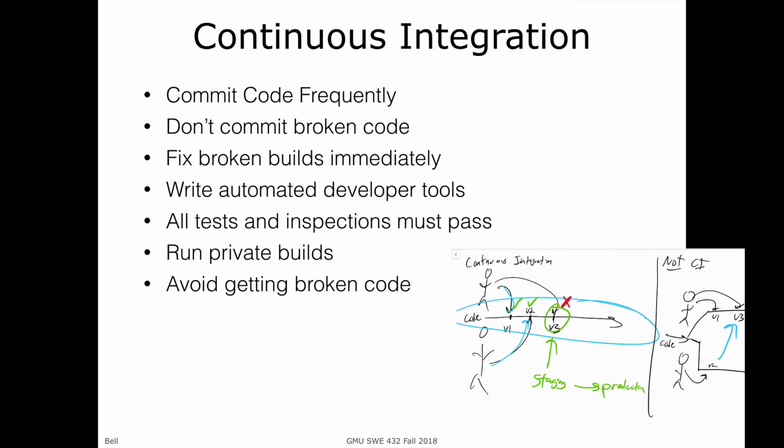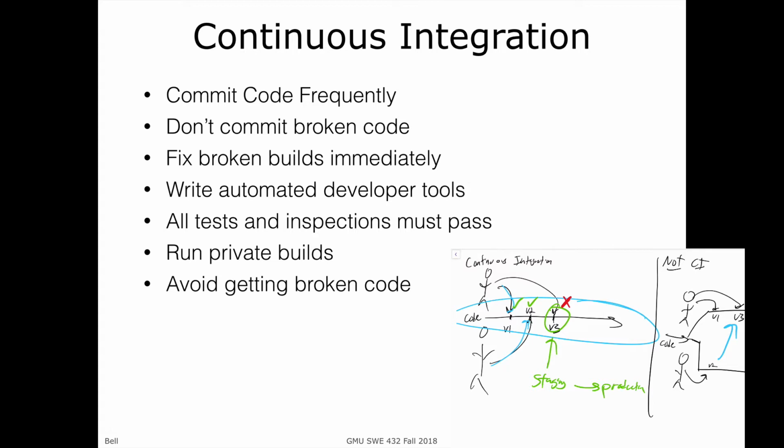What are the principles behind continuous integration? The idea behind continuous integration is that we're going to be committing this code frequently. So in our picture here, we see that each time the developer makes a change, they share that code and they commit it so that other developers can see it. They're not committing broken code because they're sharing it with the other developers and we don't want them to be dealing with our mistakes.